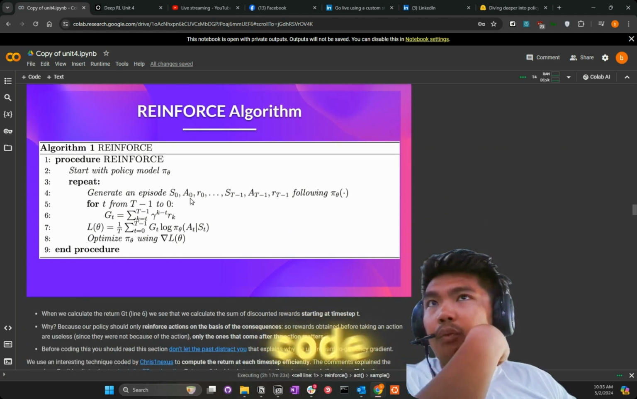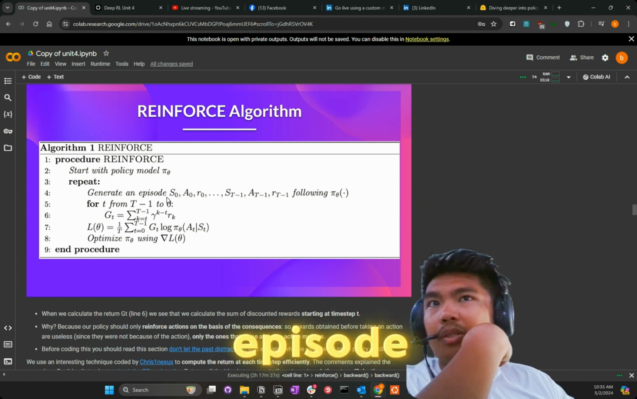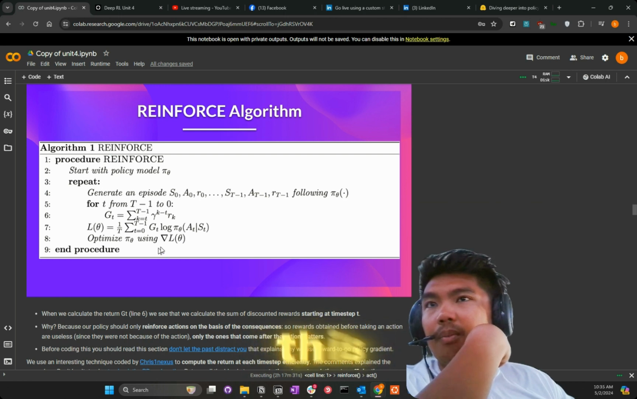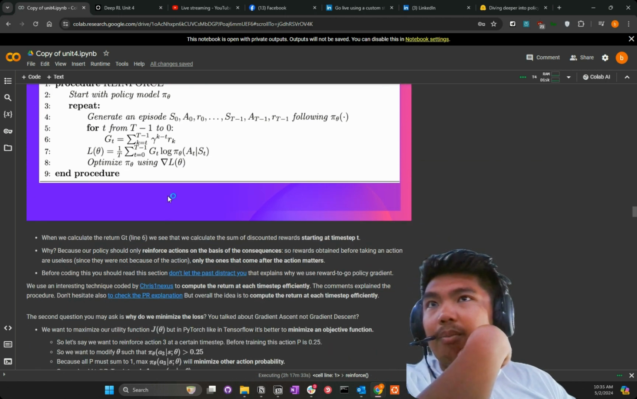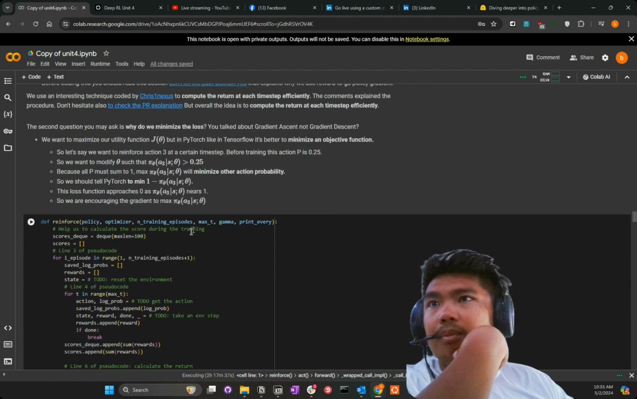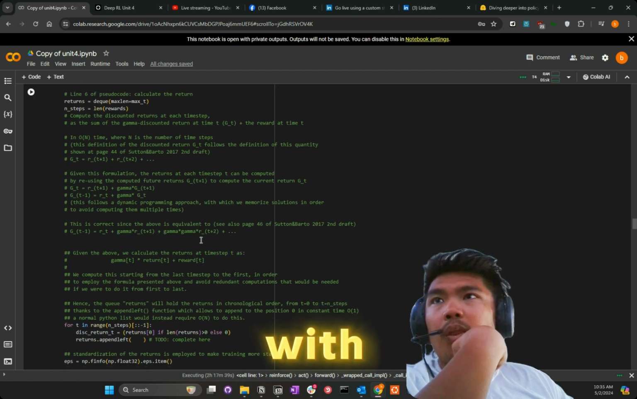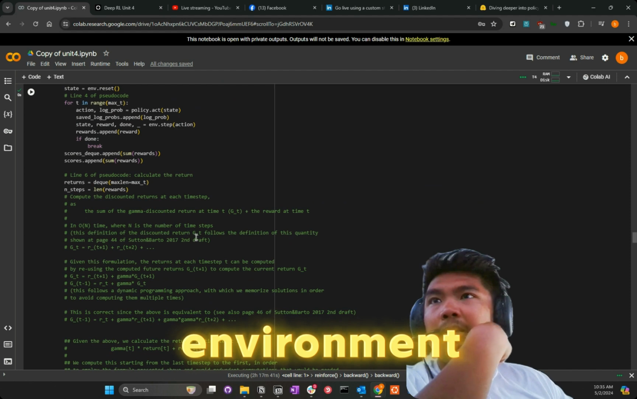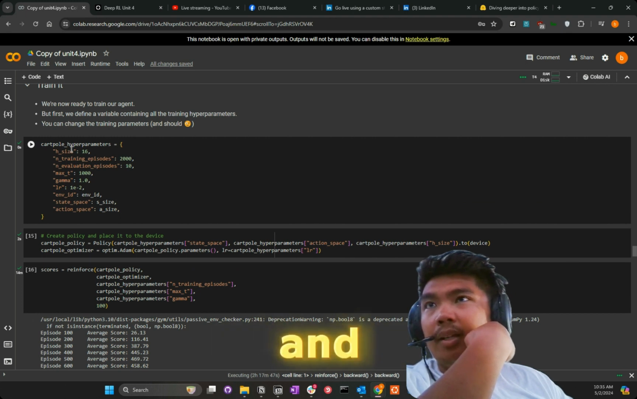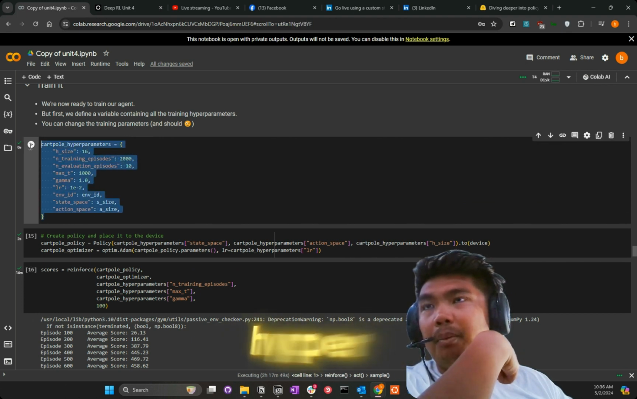Here's the pseudocode for the reinforce algorithm. You start with the policy, you generate an episode, and then you optimize your policy using this expression. And with that environment, this in total took me 14 minutes to train, and some of the things that you can edit are the hyperparameters. Those are always fun to mess around with.